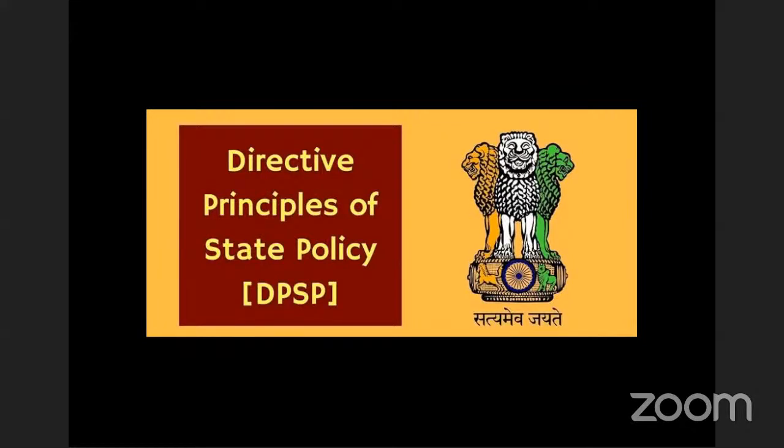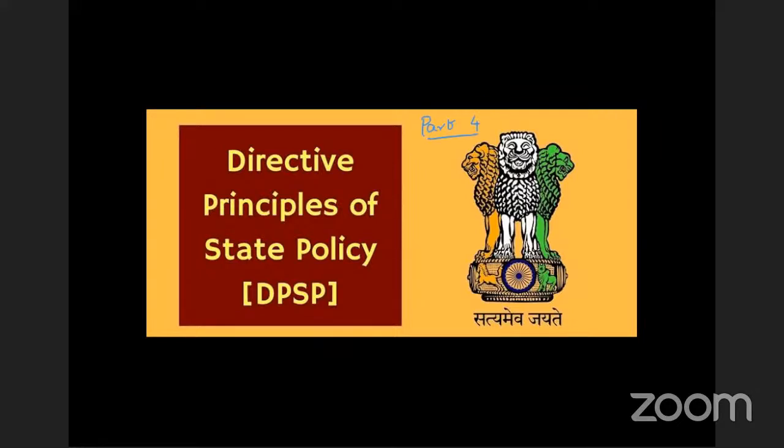As part of our discussion on Indian polity, we will try to discuss the directive principles of state policy mentioned in Part 4 of the Constitution from this lecture. So, in which part of the Constitution are these directive principles of state policy mentioned? They are mentioned in Part 4 of the Constitution.